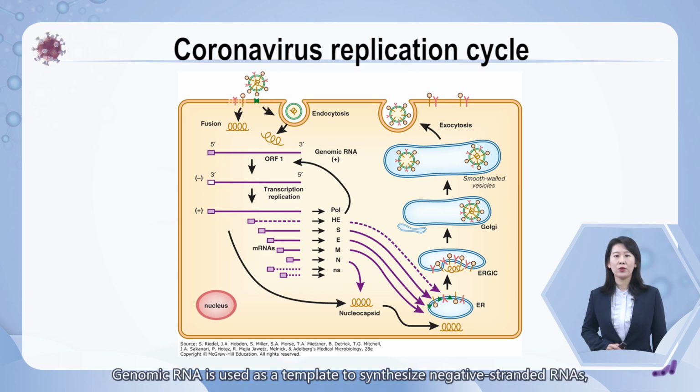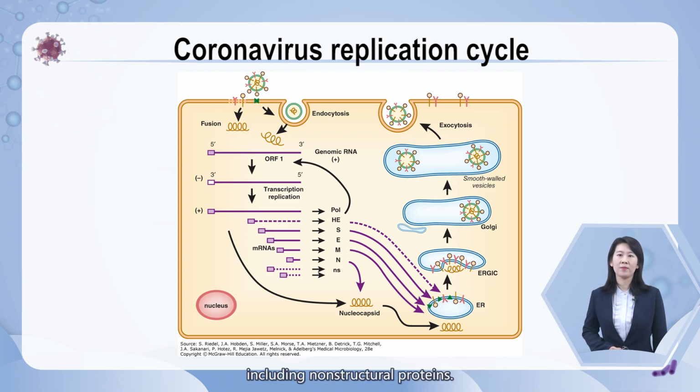Genomic RNA is used as a template to synthesize negative-stranded RNA, which are used to synthesize full-length genomic RNA and subgenomic mRNAs. Each mRNA is translated to yield only the protein encoded by the 5' end of the mRNA, including non-structural proteins. The N protein and the newly synthesized genomic RNA assemble to form helical nucleocapsids.